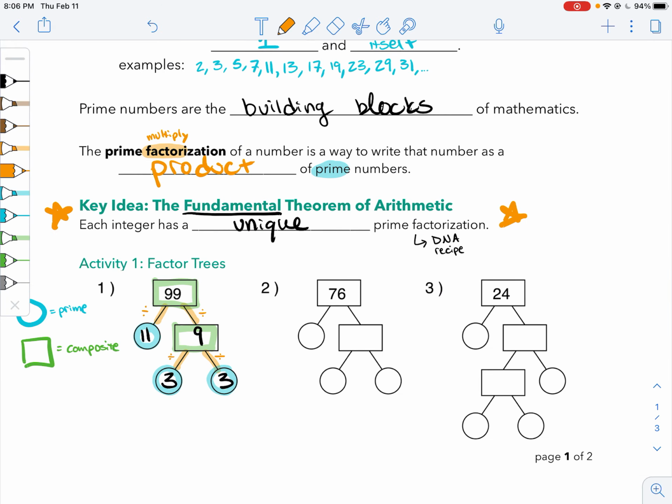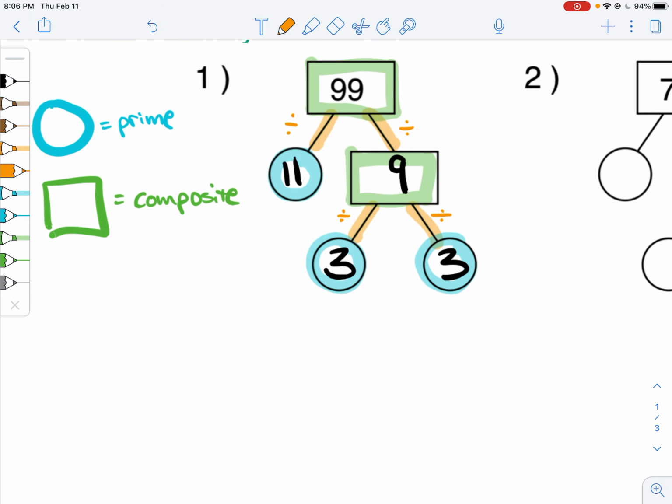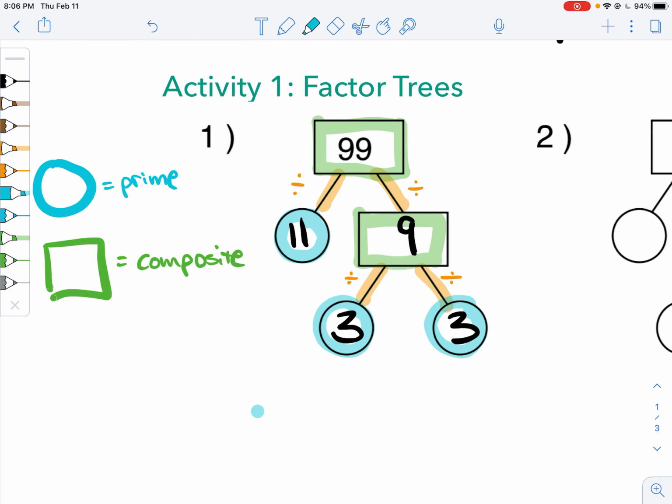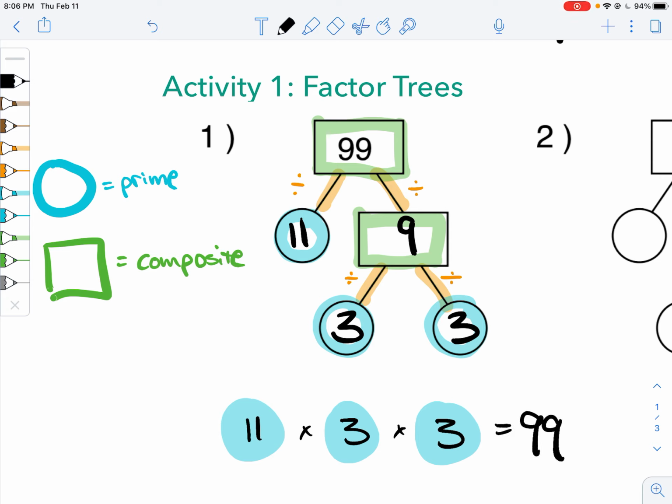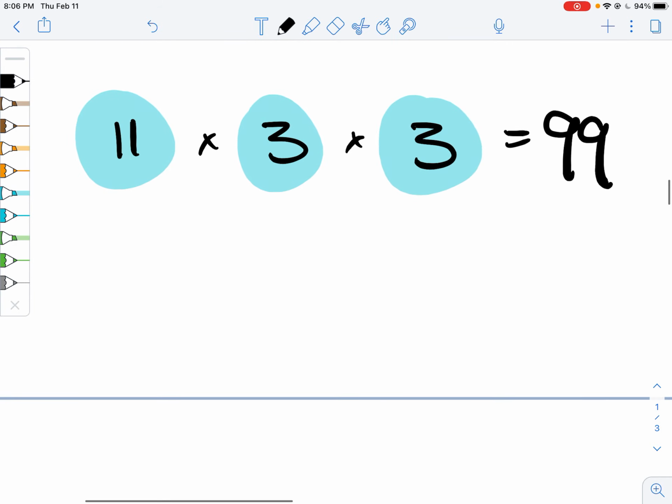Ooh, cool. So in order to write the prime factorization, we take all of our circles and we multiply them together to get our main guy. So we say 11 times 3 times 3 equals 99. Now that's the order that we found them in this tree. That just happens to be the number that we picked. When you actually write the prime factorization, you need to write them from smallest to biggest. So you get 3 times 3 times 11 equals 99.